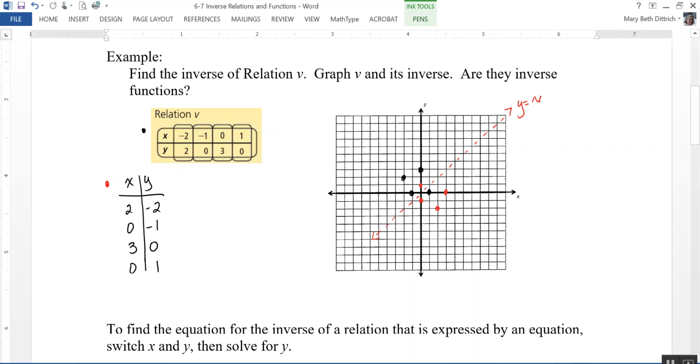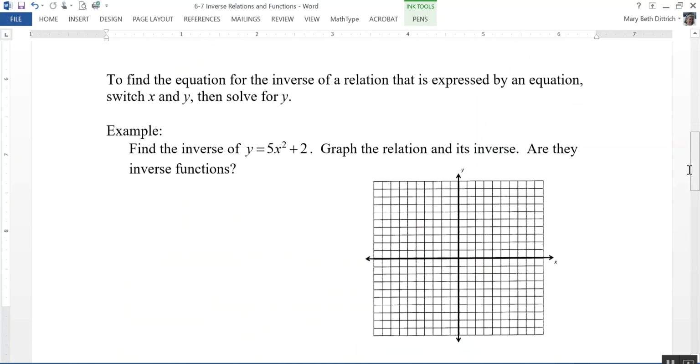Okay, and notice that even though the original relation is a function, its inverse is not, because we actually have repeated x values of 0, and it does not pass the vertical line test. So the inverse is not a function. We have repeated values of the domain, nor does it pass the vertical line test.